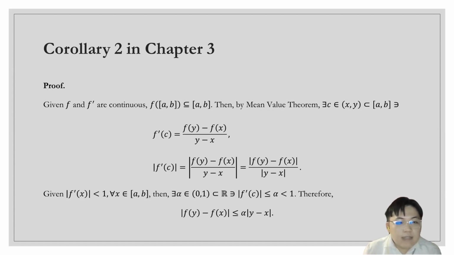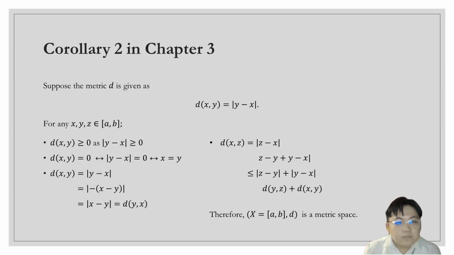Then we are given that the modulus of f prime of x is less than 1 for any x belonging to the closed interval [a,b]. So there must exist a constant alpha in [0,1), that is alpha less than 1, such that modulus f prime of c is less than or equal to alpha, which is less than 1. Therefore, modulus of f(y) minus f(x) is less than or equal to alpha times modulus of y minus x.